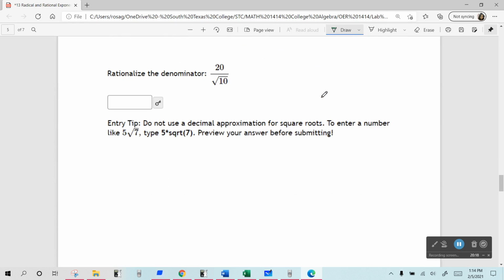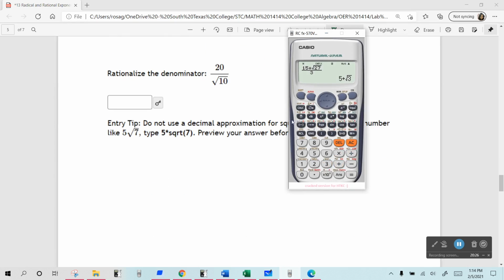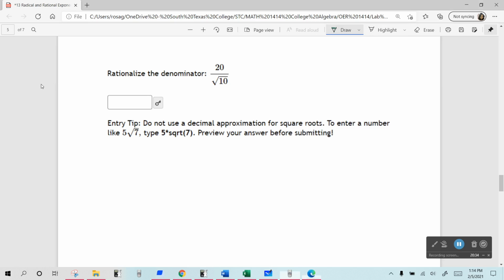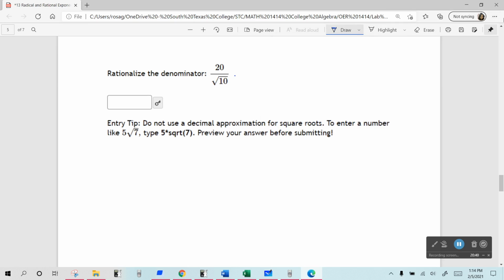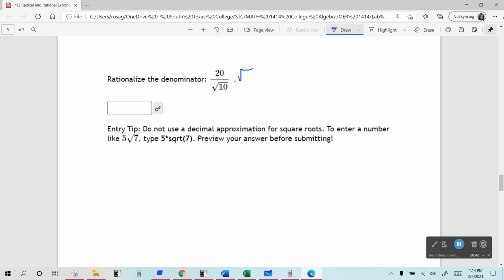Rationalized denominator, that's a word that keeps coming up. I'm teaching pre-calculus this semester, and oh my god, they have to rationalize so many numbers. The Casio, again, can be your lifesaver here. You can just plug it in here to get the answer. Now, to rationalize means to get rid of the radical on the bottom. The way you do that is by multiplying by the radical on the top and on the bottom.